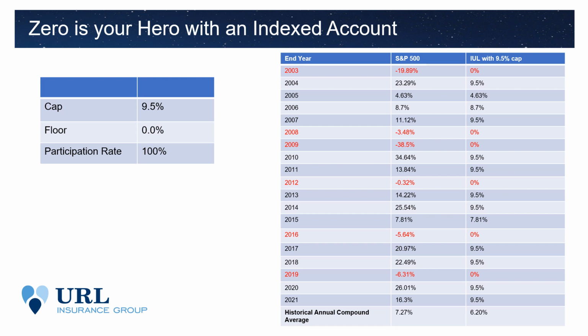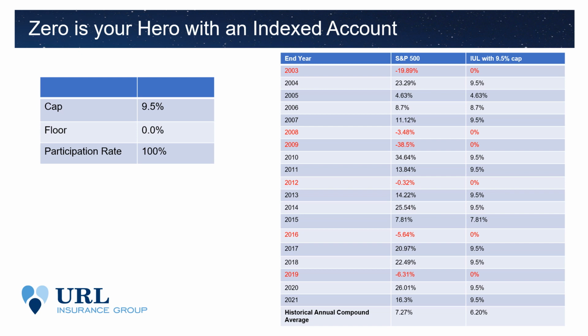So here's a snapshot from 2003 through 2021. 2003, 8, 9, 12, 16, 19, we had down years on the S&P 500. So in 2003, a client, if they had their money in the market or the S&P, would have lost 19.89% in that given year. With an index UL, there'd be a zero loss that year. So zero is our hero in 2003.